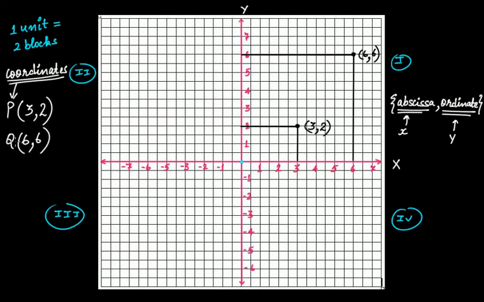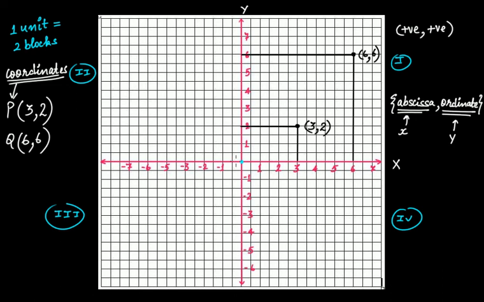Okay. Now you must have noticed one thing here: since this is the positive direction and this is also the positive direction, because we have positive numbers on this part of the x-axis and positive numbers on this part of the y-axis, each point will be of the form positive, comma, positive in this first quadrant. Now let's move to the second quadrant.